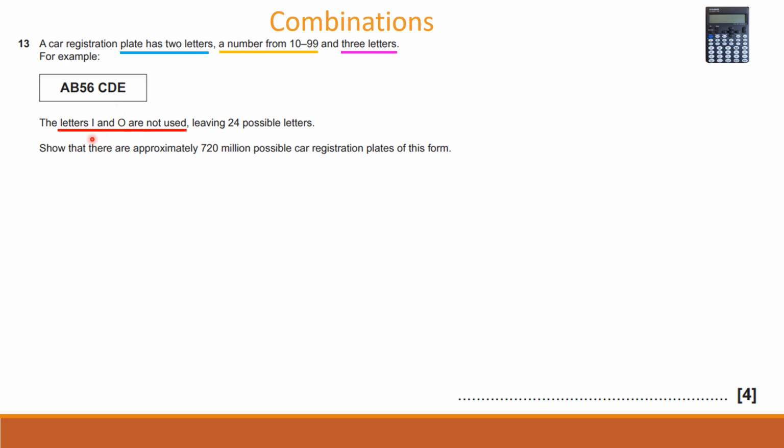Now we're told that the letters I and O are not used. The reason these aren't used is because I and 1, and O and 0 are very similar to each other. So these letters aren't used in number plates. Which leaves us with 24 possible letters. So for every time we've got a letter here, it could be one of 24 for each letter that is used. And you've got to show that there are approximately 720 million possible ways of arranging the registration plates. This is worth 4 marks.